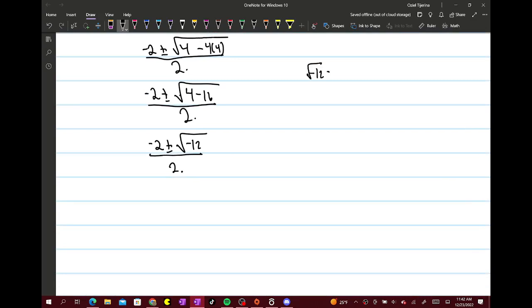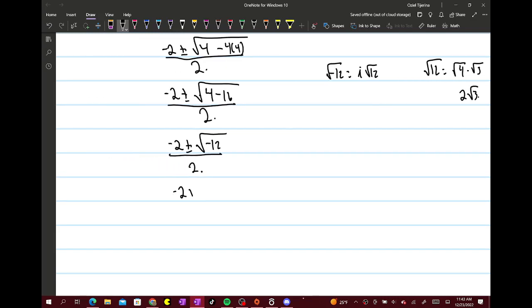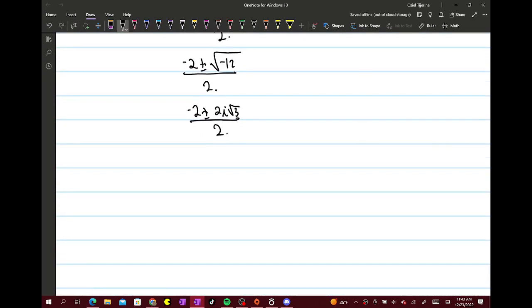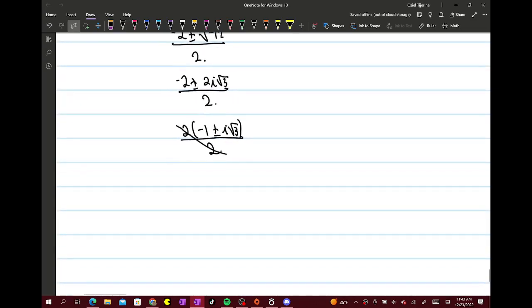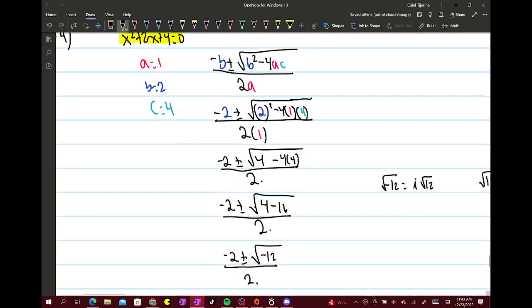And the square root of negative 12 is I times the square root of 12. The square root of 12 itself is the square root of 4 times the square root of 3, which is 2 square root 3. So this would be negative 2 plus or minus 2I square root 3 all over 2. Now we need to factor out a 2 from here. So it would be 2 times negative 1 plus or minus I square root of 3 all over 2. So this would get canceled out. And then this is just equal to negative 1 plus or minus I square root 3, which is x equals negative 1 plus I square root 3, or x equals negative 1 minus I square root 3. So these would be the other solutions, right?